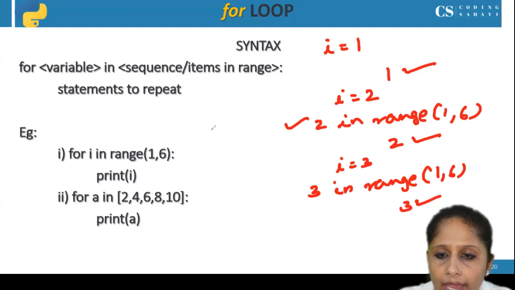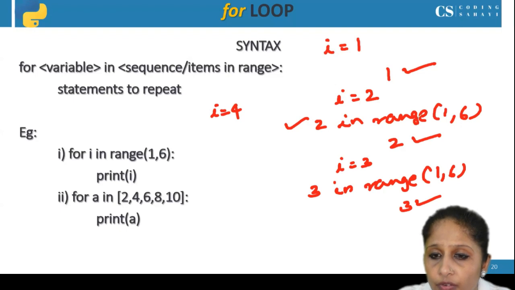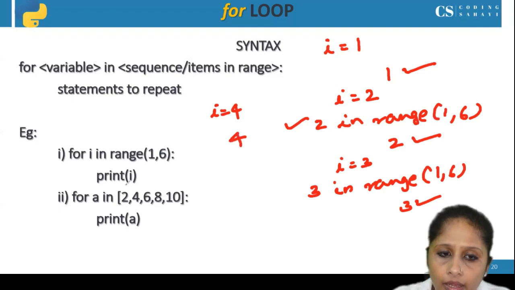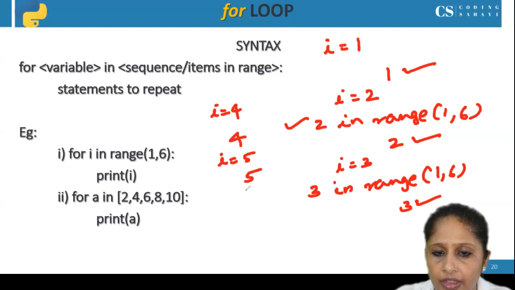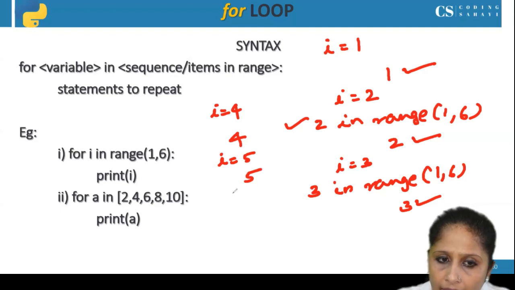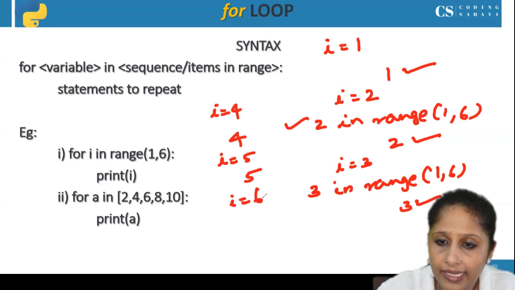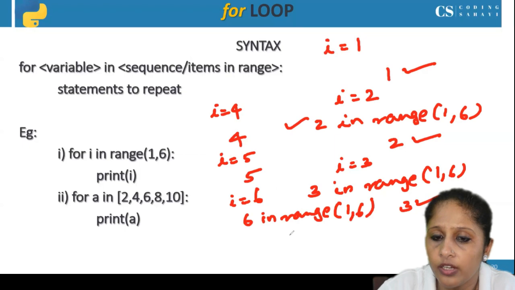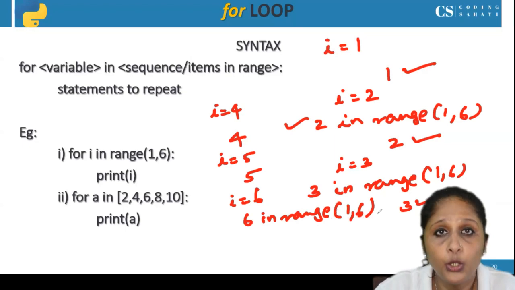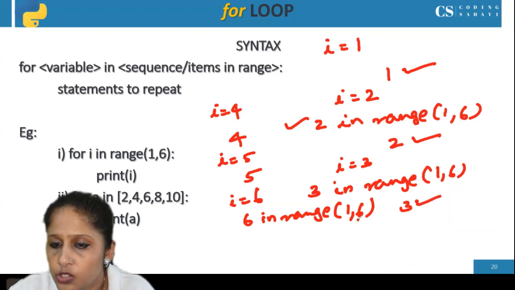Again it goes back. I gets the value 4. Then 4 in range of 1 to 6. Yes, it is satisfying. So it prints 4. Then again going back, I equal to 5, 5 in range of 1 to 6 and printing 5. After that it goes back and I gets the value 6 and it is checking whether 6 is in range of 1 to 6. See, I already told you the range function works from start to stop minus 1. Here the stop is 6.